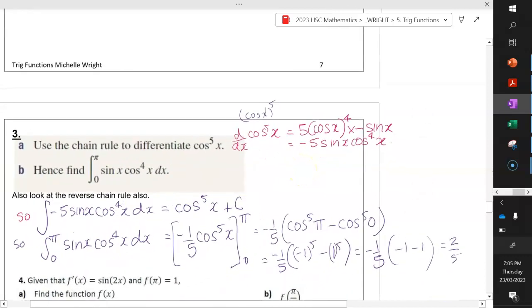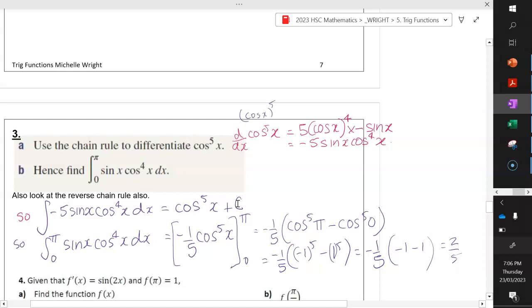Okay, now, we're going to use that because part B says, hence, find the integral between pi and 0 of sine of x cos to the power of 4 of x. We have that nearly there. So, when we differentiated cos to the power of 5 x, we got this. So if I think of going backwards, if I now integrate my minus 5 sine x cos to the power of 4 x, I get cos to the power of 5 x. And I've written that down there. So I'm going to integrate the answer I got above, and I get that original question, plus c.